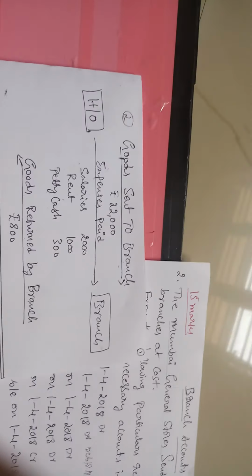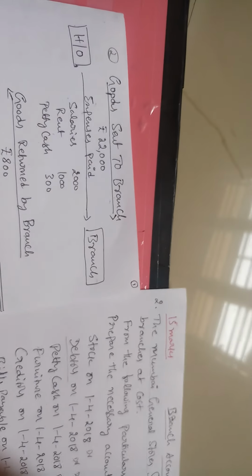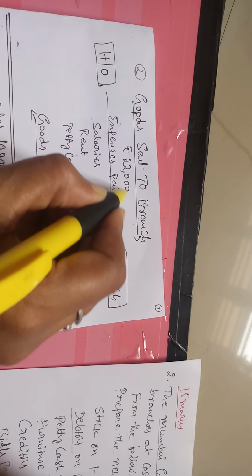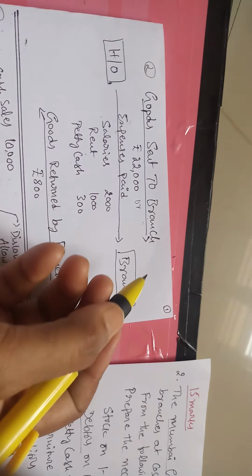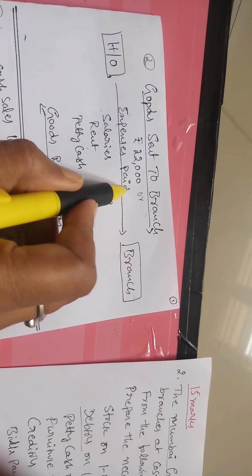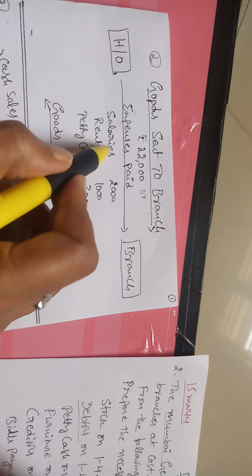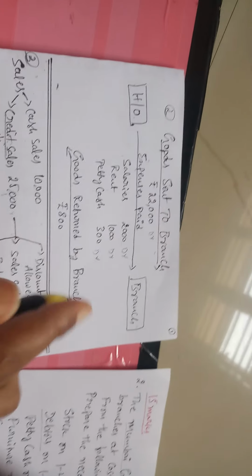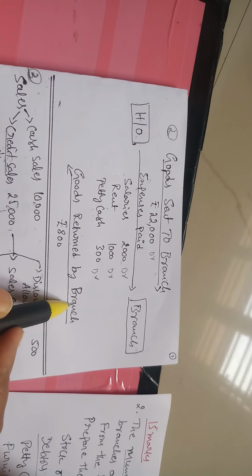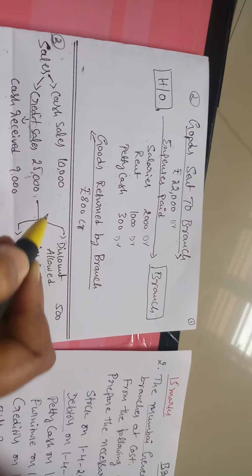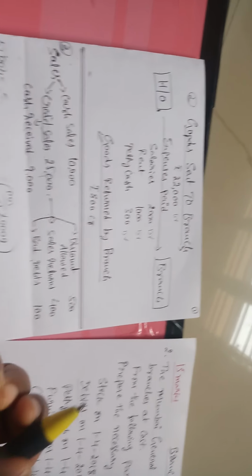Next, second one. In goods sent to branch account, there's a 22,000 is debit, because goods sent to branch means it comes in to branch account, it comes in. Okay, some expenses paid, who paid? Head office paid. So that's why all expenses come to the debit side, that is the branch account. Okay, next, goods returned by the branch. So branch sends the goods to the head office. So that's why where we are entering here, there is a credit side, branch account credit side.